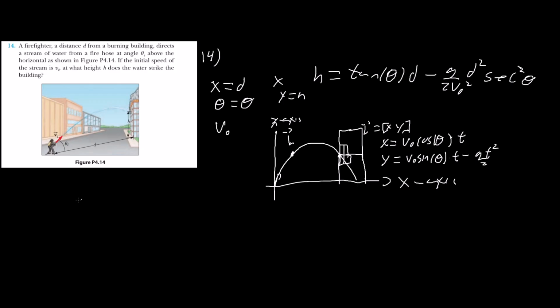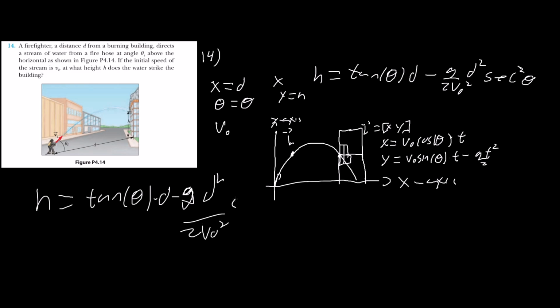Okay, well, I guess we're done. So the height is really just going to be tangent of theta times d, minus g d squared over 2 v naught squared secant squared theta. All right, we're done.